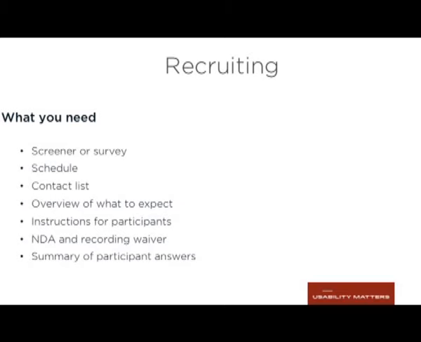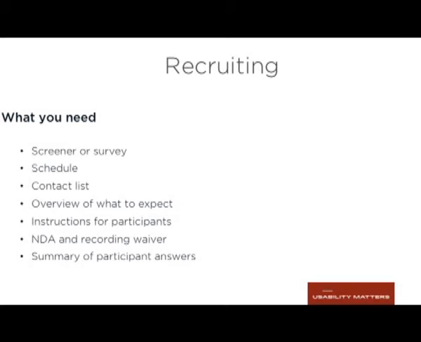You'll need to give them an overview of what they should expect in the research and any instructions they'll need to follow. So that could be links to join for a remote session, or directions to a facility or to your office, those kinds of things. And then very often there are things like a non-disclosure agreement that needs to be agreed to. And we typically also pair with that an agreement to be recorded, a consent agreement for the recording.